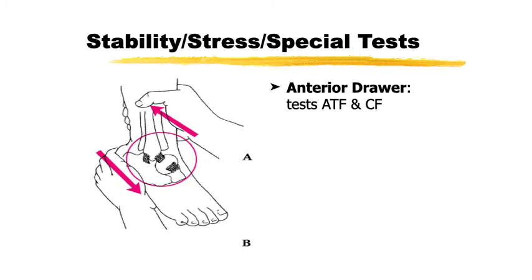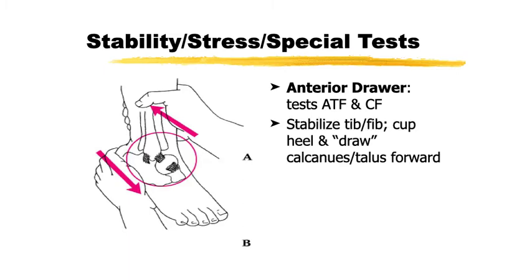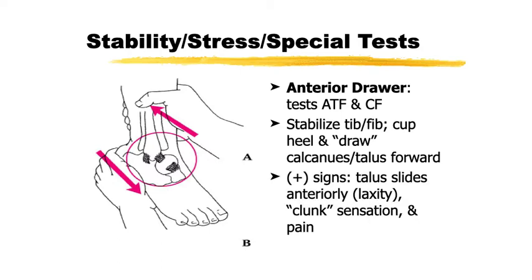Anterior drawer test. It tests the anterior talofibular ligament and the calcaneofibular ligament, and we stabilize the lower part of the tibia and the fibula. We cup the heel with our hand and draw, like opening a drawer. That's why it's called an anterior drawer test. We draw the foot forward, and a positive test means that whatever we're testing, that's not a good thing. We don't want positive tests medically.